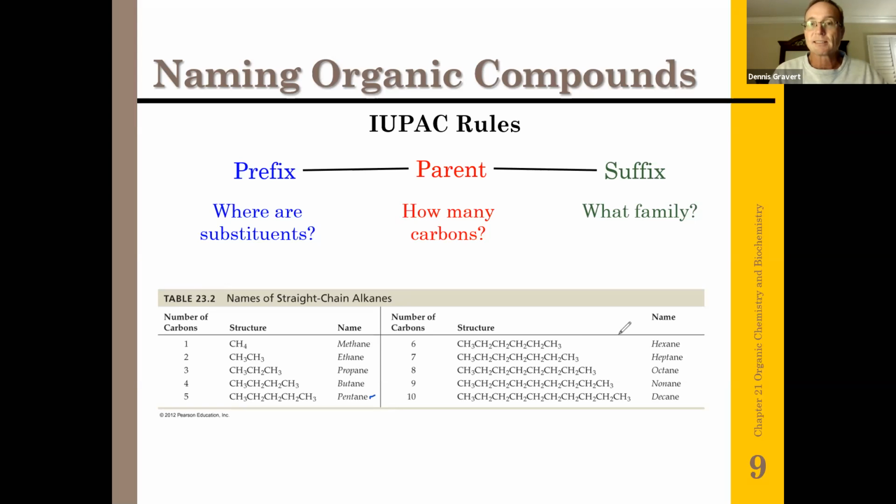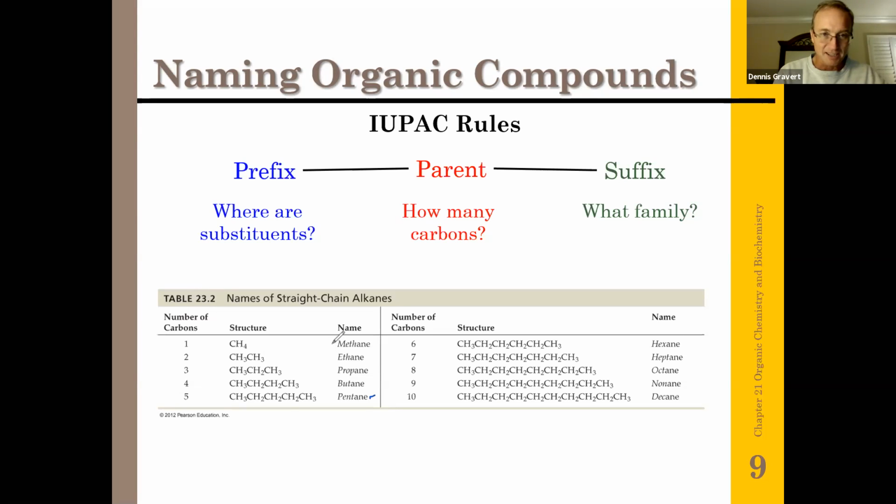Hexane is six carbons in a row. Heptane, like the heptathlon in the Olympics, the women's event, was seven events. That's a heptathlon. An octopus, eight, octane. Nonane sounds like nine. That's all I got. And a decade has ten years. So decane has ten carbons in a row.